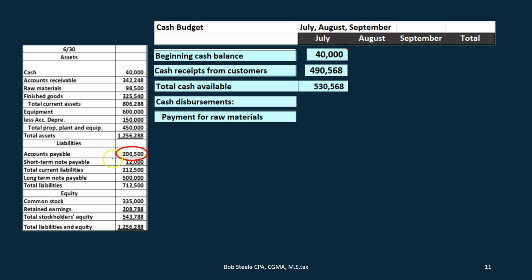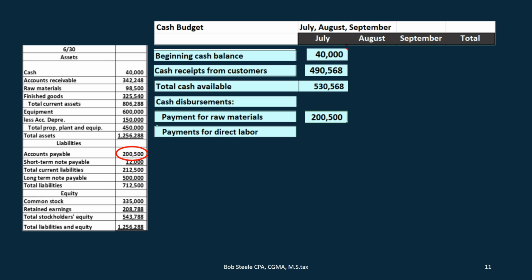Therefore, in the month of June, we bought all the materials. Everything in accounts payable is for materials that we then pay off in July. So that's why that number is going to go here. So it's going to be one month off. Similar concept to what we had with the receivables.